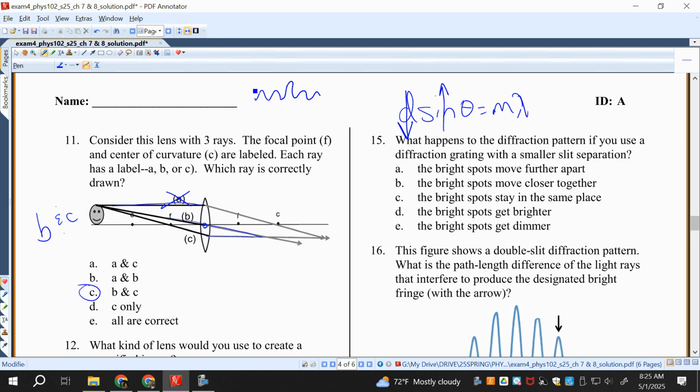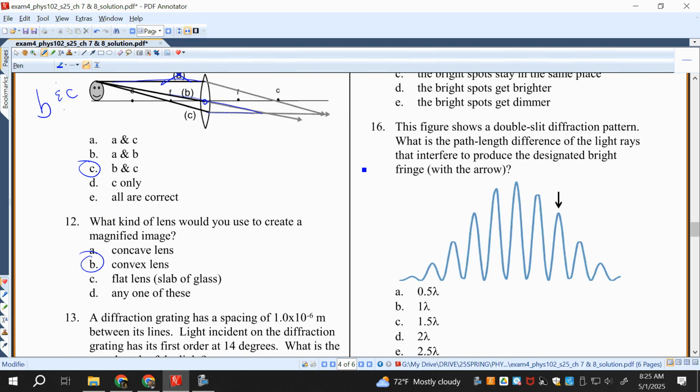which may have looked like this, right? Remember the angle is the angle from here to here. If my angle gets bigger, then my pattern gets elongated. I'm exaggerating here. It gets spread apart. So I might have bright spots here, here, and here, but then I'd have bright spots here, here, and here. So as d goes down, theta goes up, and the bright spots move apart.